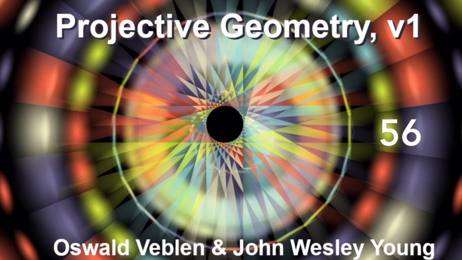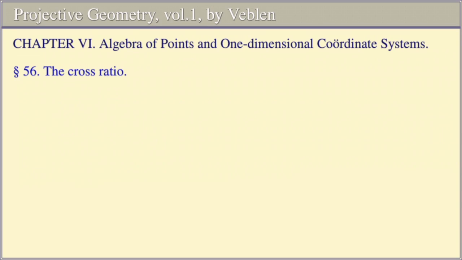Projective Geometry, Volume 1, by Oswald Veblen and John Wesley Young. Chapter 6, Algebra of Points and One-Dimensional Coordinate Systems. Section 56, the Cross Ratio.